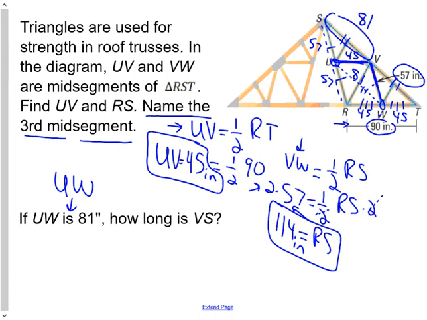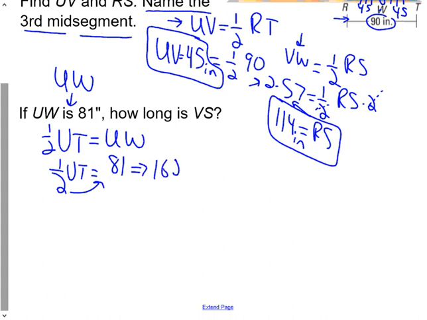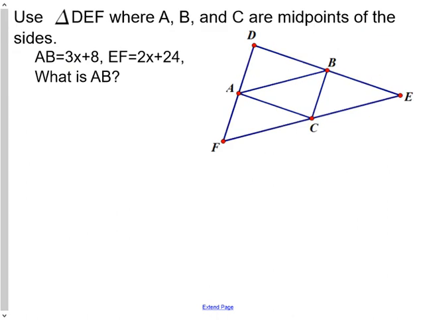Now again, mathematically, you could have set it up that half of UT equals UW, but the problem is, once we figure out UT is 162, we then have to cut it in half again, because we were only looking for half. VS is half VT, so we would basically be cutting that 162 back into that 81-inch size. Moving on.